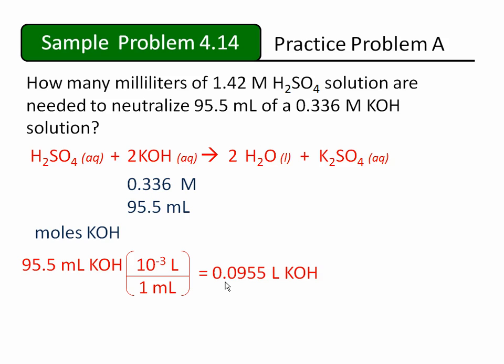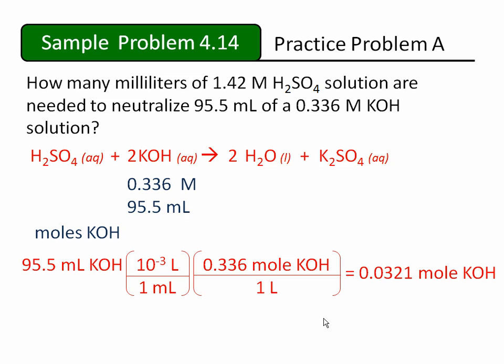And I could say then that I have 0.0955 liters of potassium hydroxide. I could stop there, or I could simply take my units that I have at this point, which are already in liters, and say that my molarity actually means for every 1 liter of potassium hydroxide solution, I'll have 0.336 moles of KOH. And at this point then I could solve for the number of moles of KOH and have a value.